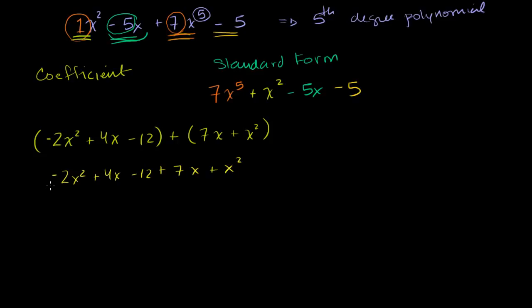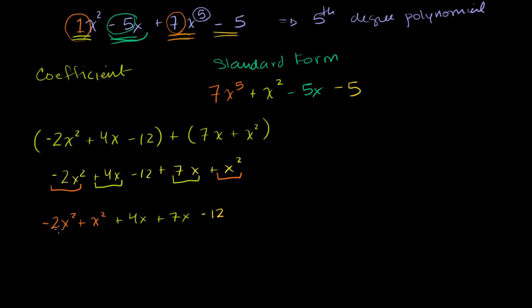So let's see, I have this x squared term and I have that x squared term. So I can add them together. So I have minus 2x squared. Let me just write them together first. Minus 2x squared plus x squared. And then let me get the x terms. So 4x and 7x. So this is plus 4x plus 7x. And then finally, I just have this constant term right here, minus 12.